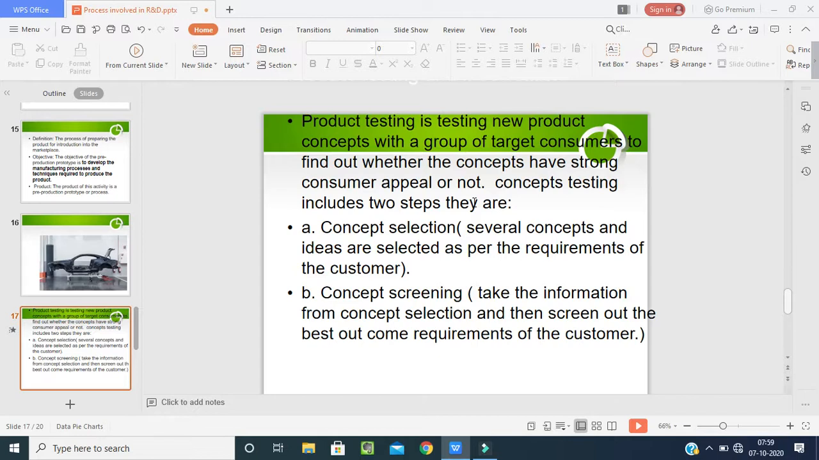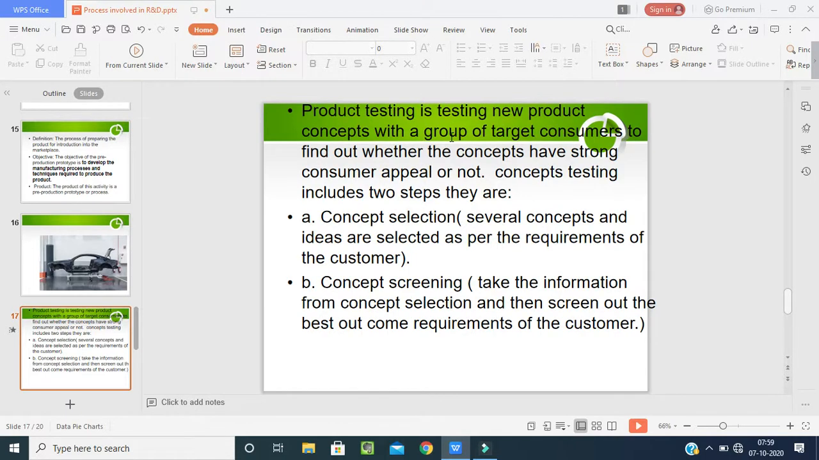Concept selection is nothing but several concepts and ideas being selected as per the requirements of the customers. Why are they collecting all this? For the betterment of the consumer, to see whether the consumers will appeal for our product or not. Concept screening is taking the information from concept selection and then screening out the best outcome requirements of the customer. So concept selection is a primary source and concept screening is a secondary source. Product testing is testing a new product concept with a group of target consumers to find out whether the concept has strong consumer appeal or not. So it has been recorded.